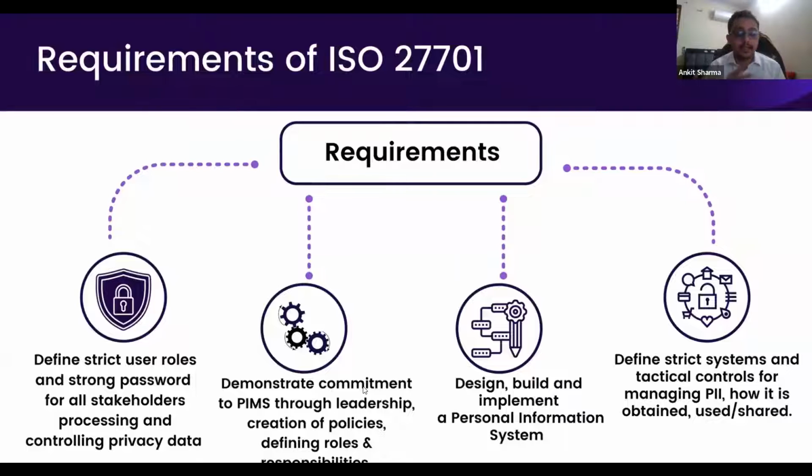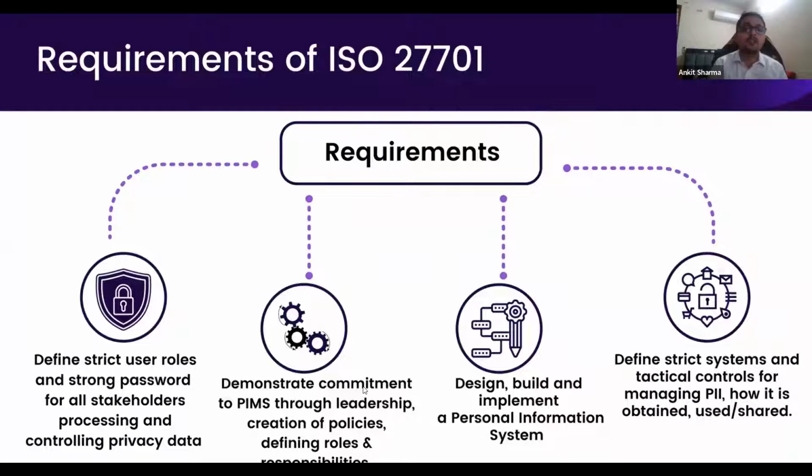Now, the second requirement, which also comes from PIMS, is understanding the role. That is very important for every organization: understanding whether you are a PII controller or a PII processor. Within the PIMS world, or the ISO or ISMS world, we call it the statement of applicability. Statement of applicability essentially means what role you are playing and what the different controls within the standard are that are applicable to you.